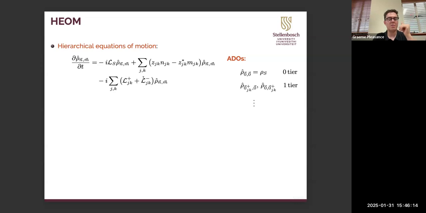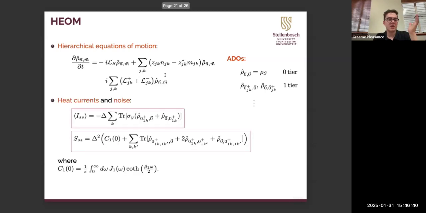Okay, it's a little bit complicated, but essentially the idea is that you have an equation of motion for your reduced density matrix from which you can extract information about the heat currents and fluctuations in these currents. But this reduced density operator couples to other effective density operators that, in a sense, encode information about system-reservoir correlations and higher than second order effects. And so by solving these equations, you can extract information on heat currents and things like that.